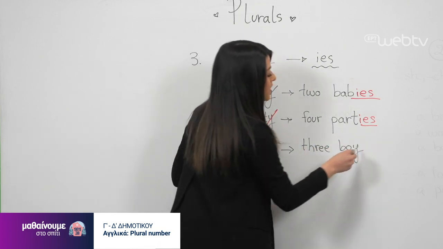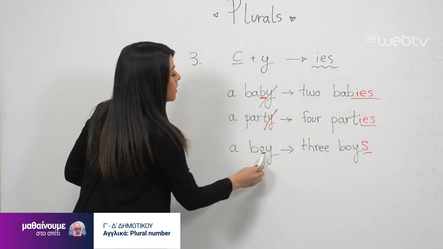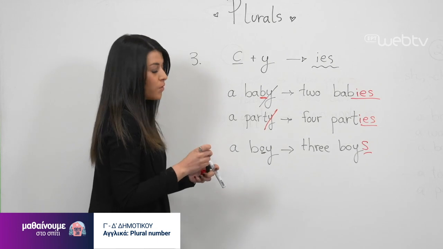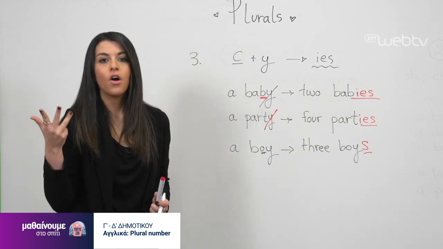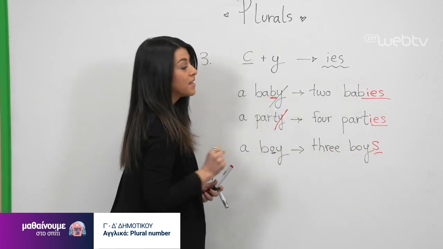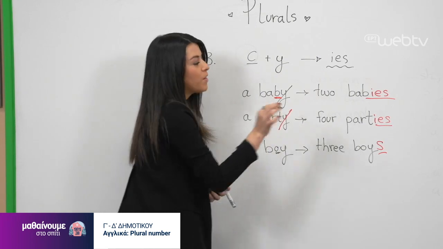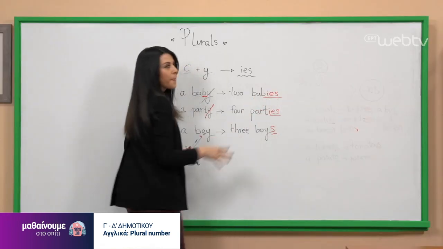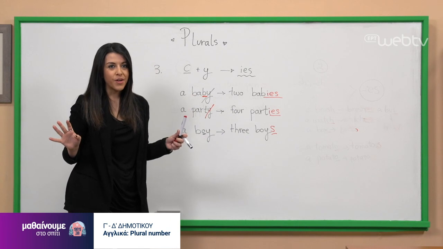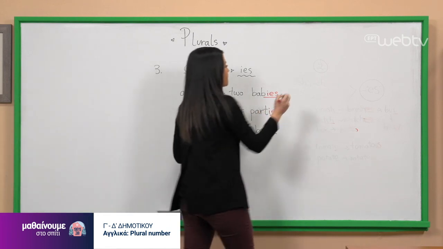boys, just with an S. Like the first rule, okay? Because here, this is a vowel. Remember the vowels? A, I, E, O, and U. So this is a vowel, so we only put S. This is a consonant, as well as this, so we erase it and we put I-E-S. Okay? That's very important to remember. Now, the fourth one. Let's write it over here.